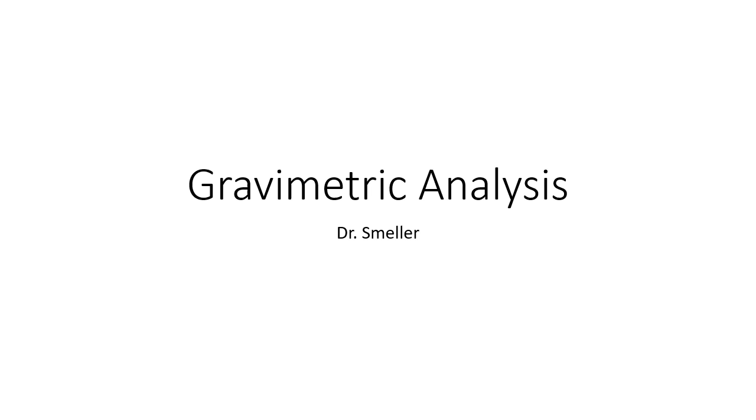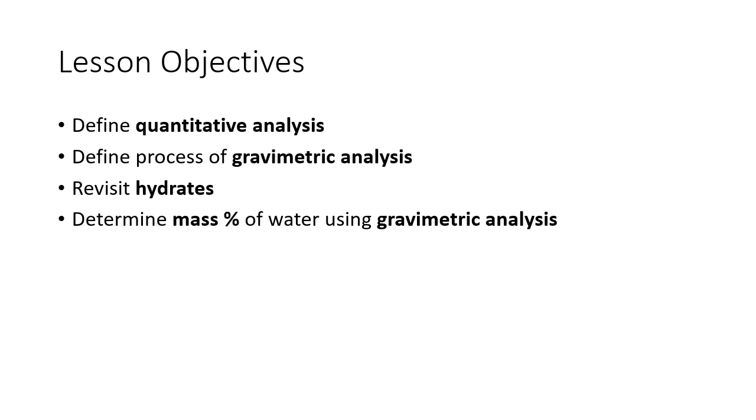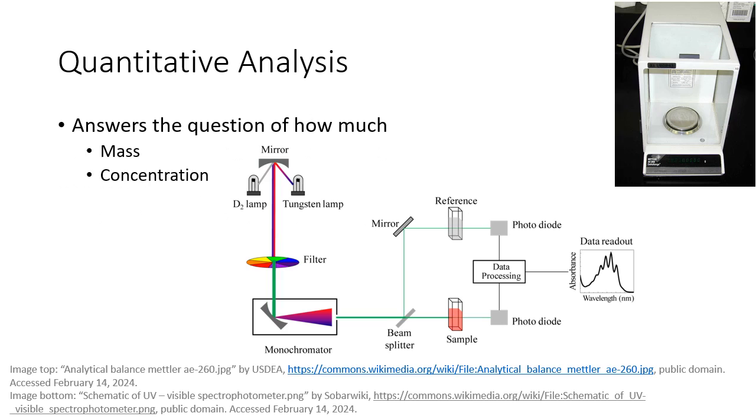All right, so you've already done this in lab, but we're going to specifically talk about it for today. Gravimetric analysis. So what does this mean? Gravity meaning gravity, weight, and metric meaning measure. So we're weighing something. So our lesson objectives will define what quantitative analysis is. We'll define the process of gravimetric analysis. We'll revisit hydrates, and then we'll determine mass percent of water using gravimetric analysis.